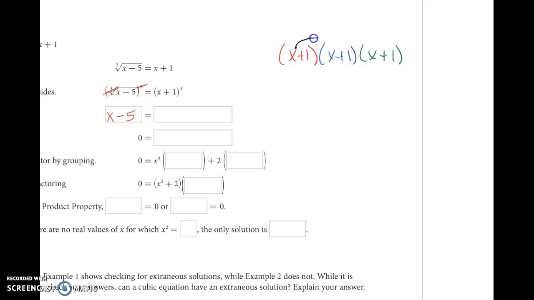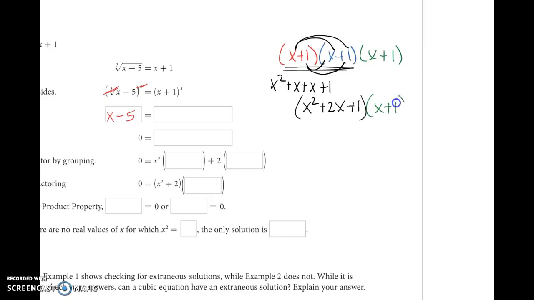So I get x times x is x squared. x times 1 is 1x. 1 times x is 1x. And 1 times 1 is 1. So if I combine these, I get x squared plus 2x plus 1. And now remember that this was only the first two, and so I still have to distribute this to the other x plus 1.